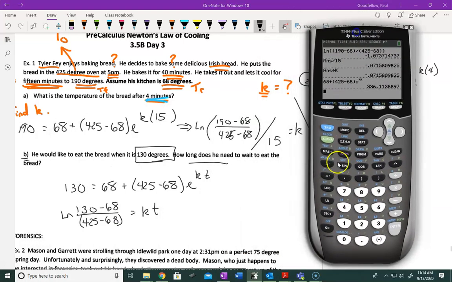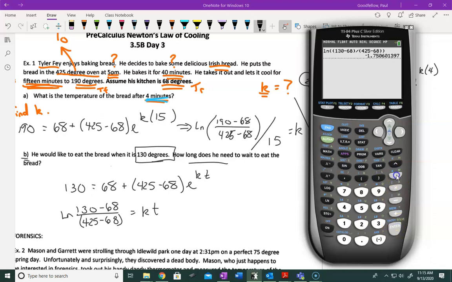Let's find out how much time Tyler needs to wait. So this is the ln of 130 minus 68 divided by another set of parentheses of 425 minus 68 again, close it twice.